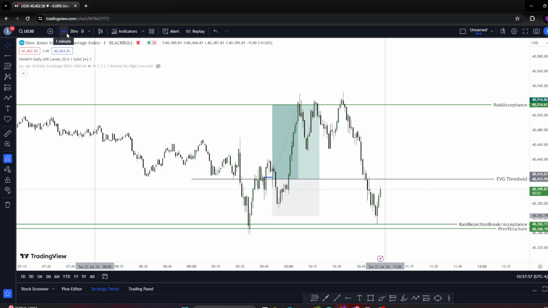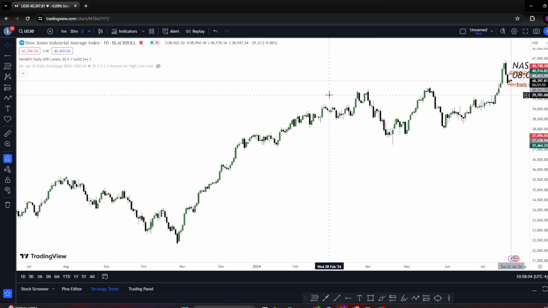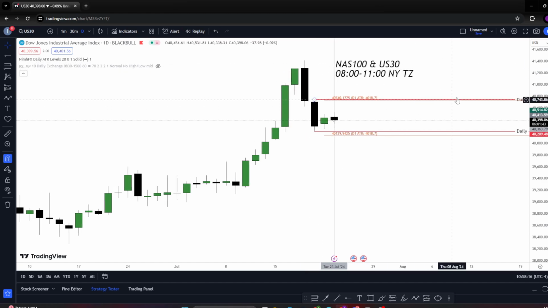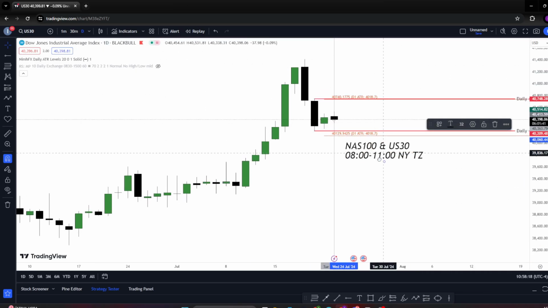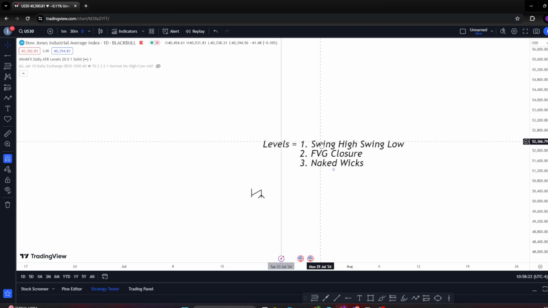And before we get into the trade breakdown, I want to give you a little bit of information about what I try to do with each time frame. So if we go over here, on the daily, my goal, and you can see that in red, is to denote 2 daily levels. Now, levels is a very subjective concept, and in order to provide you with a better definition, I've decided to describe it as such. For me, a level is any swing high or swing low, a fair value gap closure, or a naked wick.